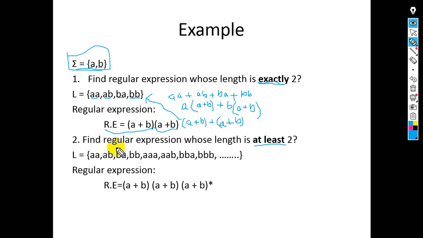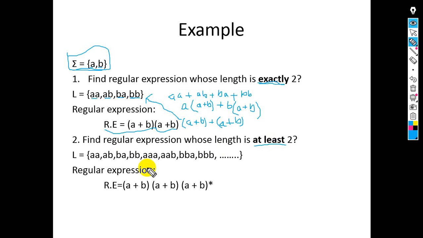Next, find the regular expression whose length is at least 2. The previous one was exactly 2. At least 2 means that the string length will be 2 or more than 2; the length should not be less than 2. For example, the length of the string may be 2, or maybe 3, 4, 5, 6, 7, 8, and so on.